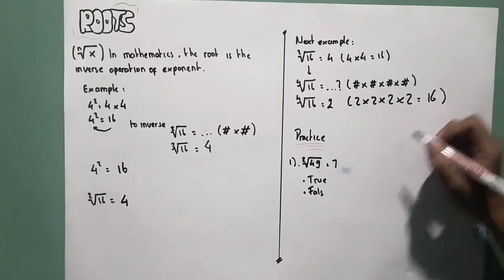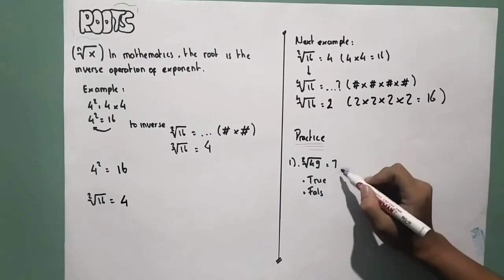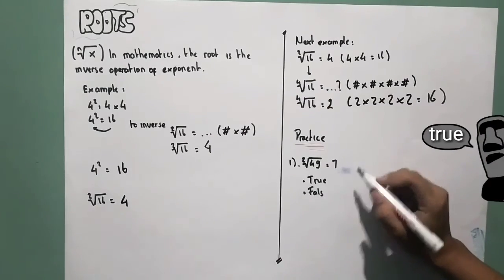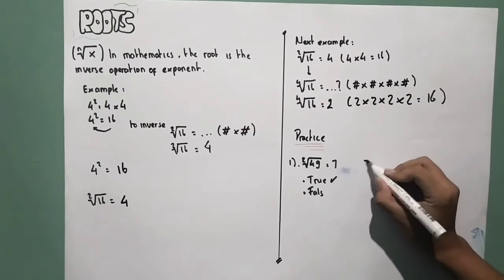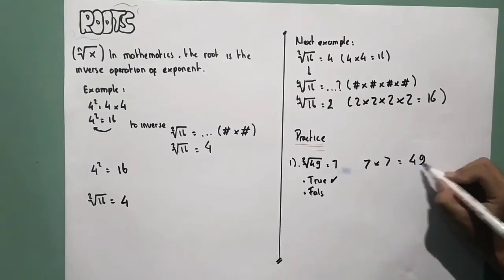Now let's go to the practice. The second root of 49 is equal to 7. True or false? Yes, true, because 7 times 7 is 49.